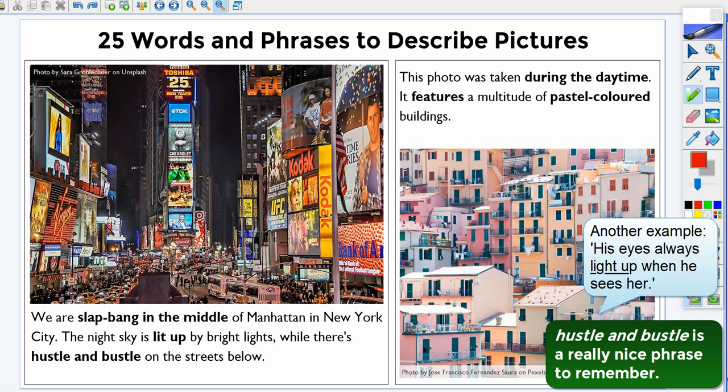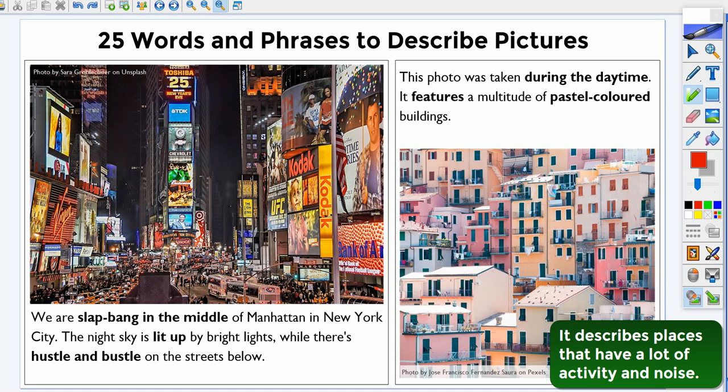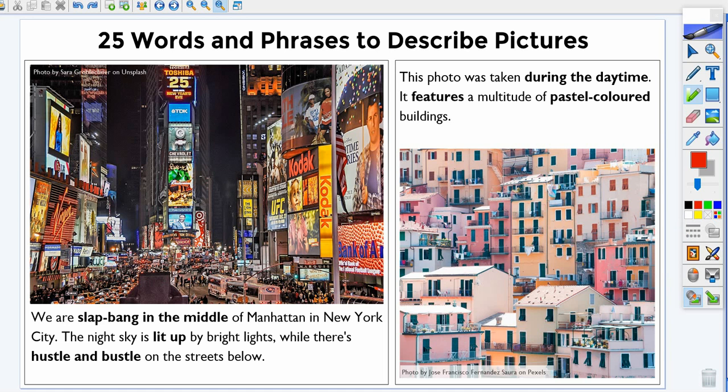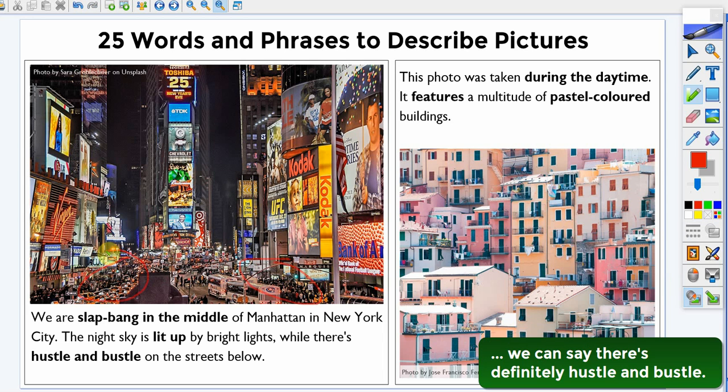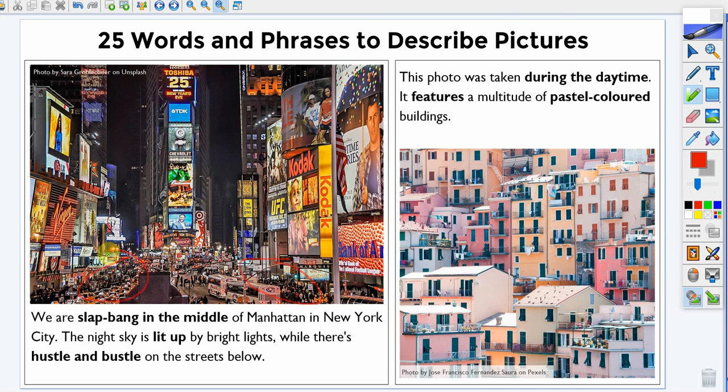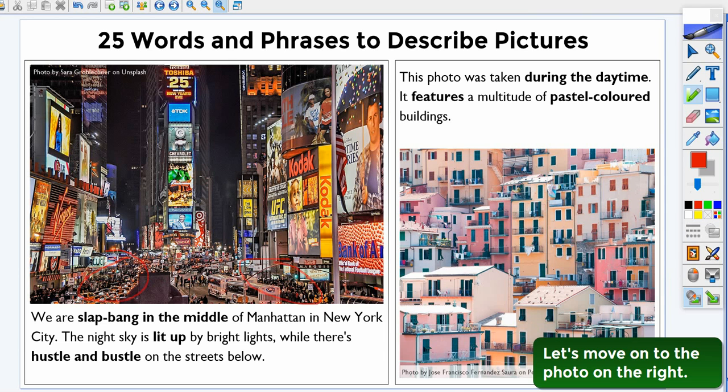Hustle and bustle is a really nice phrase to remember. It describes places that have a lot of activity and noise. When we look at all the people and all the traffic in this picture, we can say there's definitely hustle and bustle. Let's move on to the photo on the right.